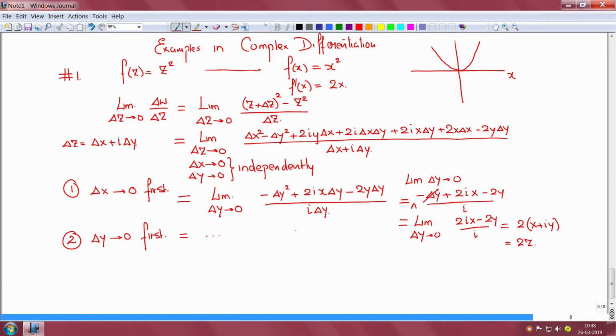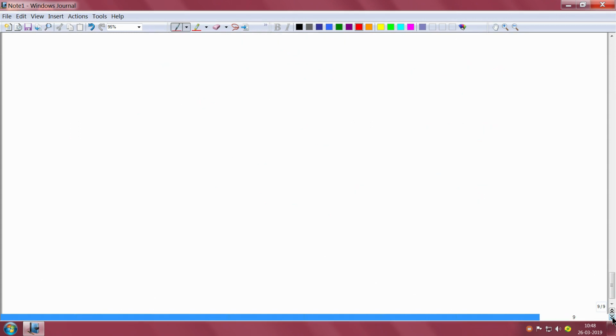Now, we will take the next example. Does it always work? We will take another example. The next example, example 2, is f of z equals magnitude of z squared.